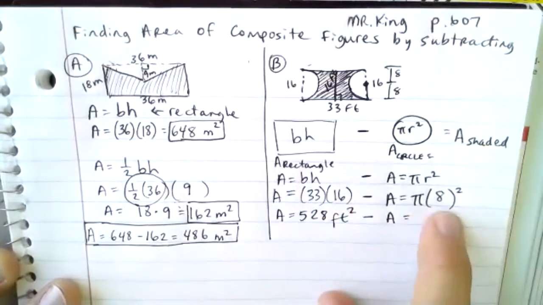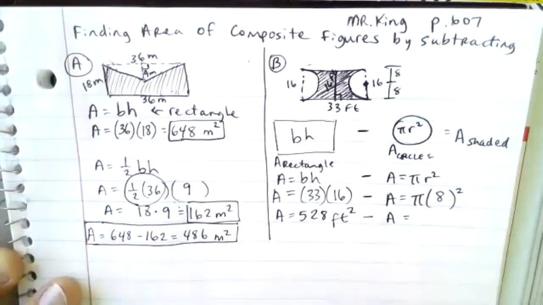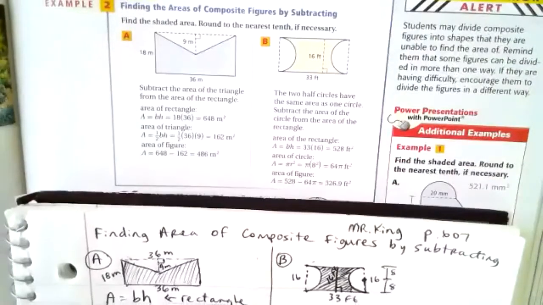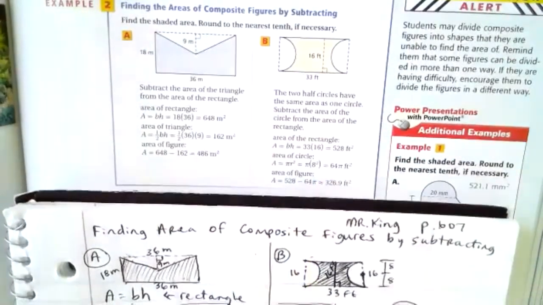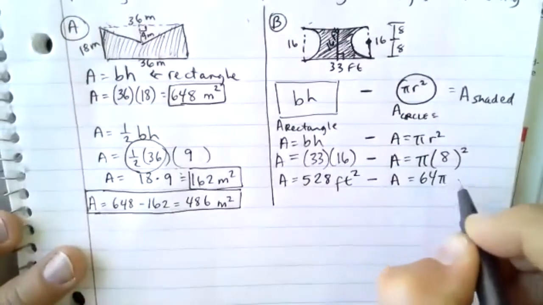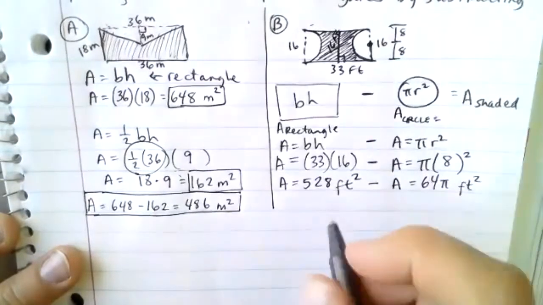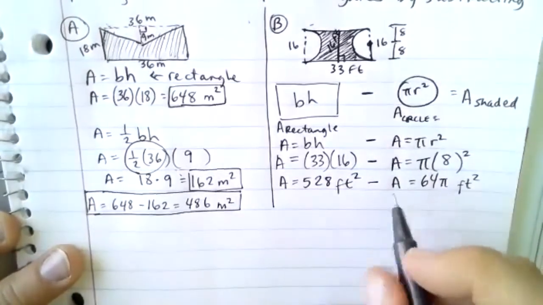And so that's where all this stuff here is coming out to be pi times 8 squared, which according to the book, says is 64 pi. They keep it in terms of pi. So we're going to put 64 pi, and then that's going to be feet squared also. So now we subtract these two things.